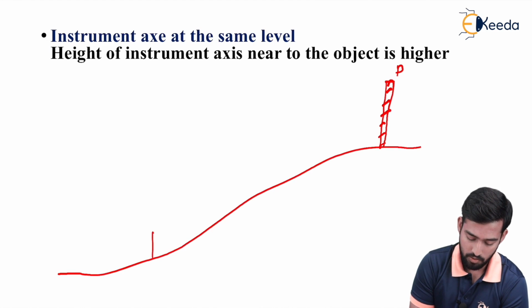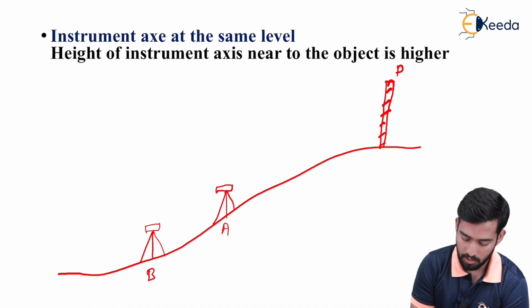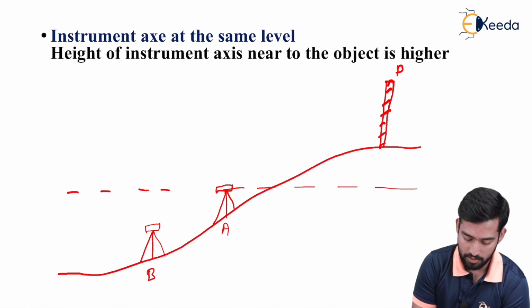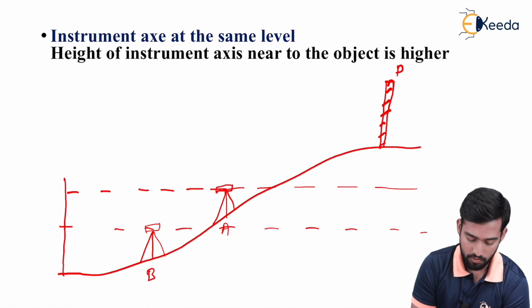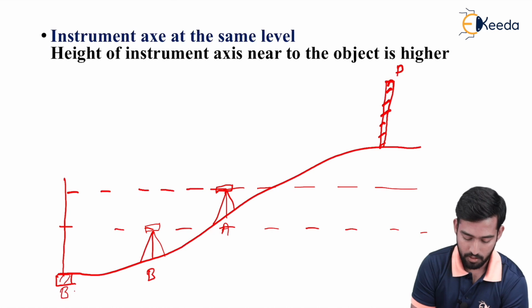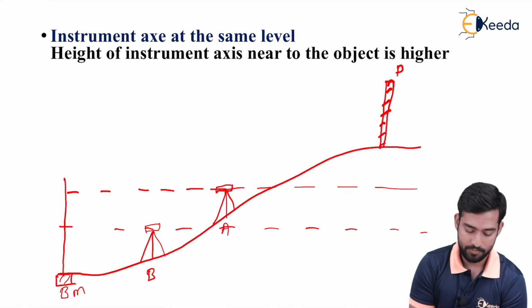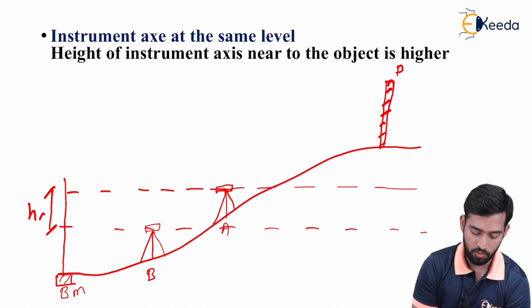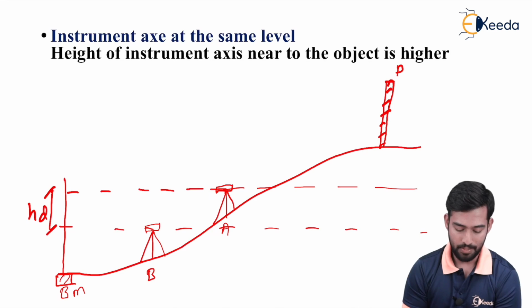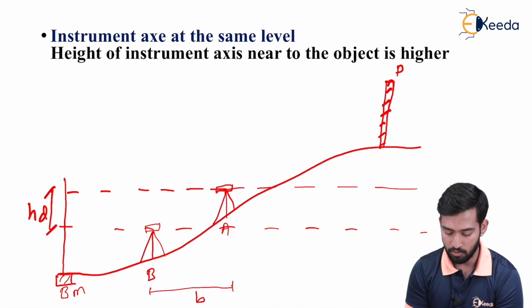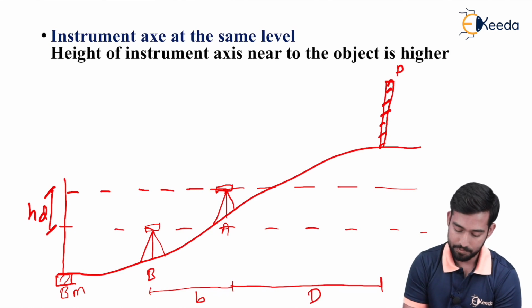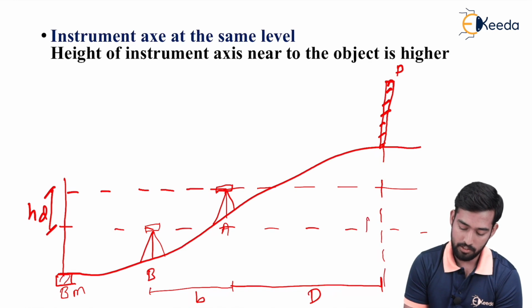Now over here we have two instruments on a sloping ground, A and B. As we can see, the height of the axis of instrument A, which is near to the object, is greater than the height of instrument B, which is far from your object. The difference between the two heights of collimation will be HD. Then the distance from B to A is small b, and the distance from A to your object is D. We put those points as P dash.